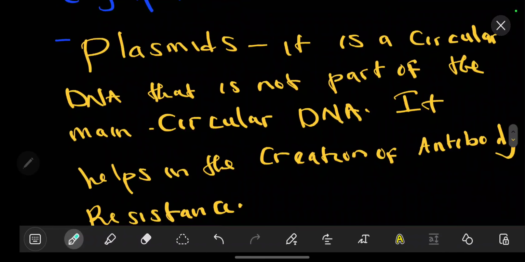We also looked at plasmids, which are the circular DNA that is not part of the main circular DNA. So we have the main circular DNA, which we were calling nucleoid, but the plasmid helps in the creation of antibiotic resistance. So I said in this video, the plasmids help by creating antibiotic resistors. So this helps the bacteria to survive. In other words, we can say that it helps the bacteria to adapt against any environment that may be hostile to it.